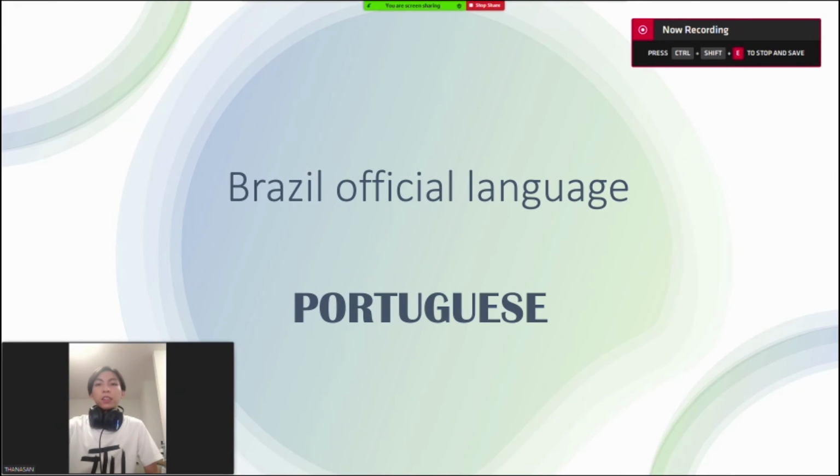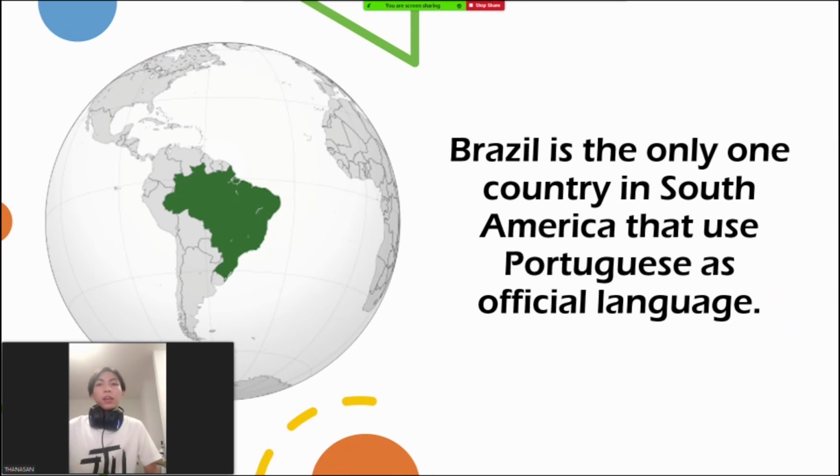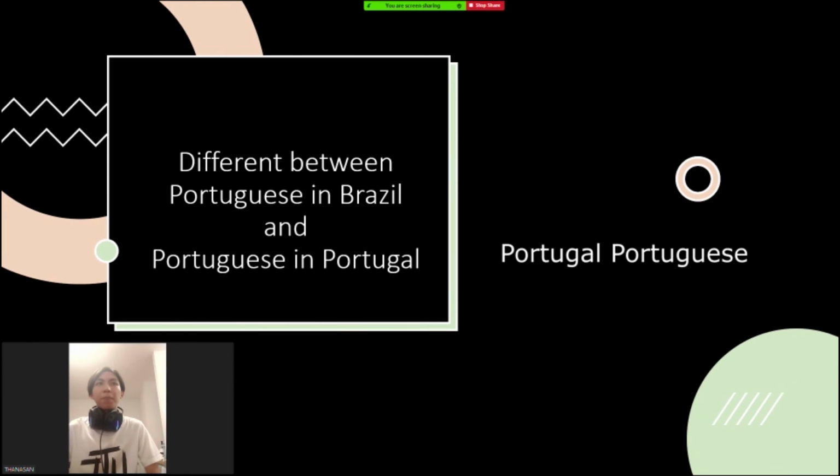Brazil's official language is Portuguese. Brazil is the only country in South America that uses Portuguese as its official language. The other countries mostly use the Spanish language. The difference between Brazilian Portuguese and the Portuguese spoken by Portuguese people is only a slight difference in pronunciation of the S sound and some vocabulary.